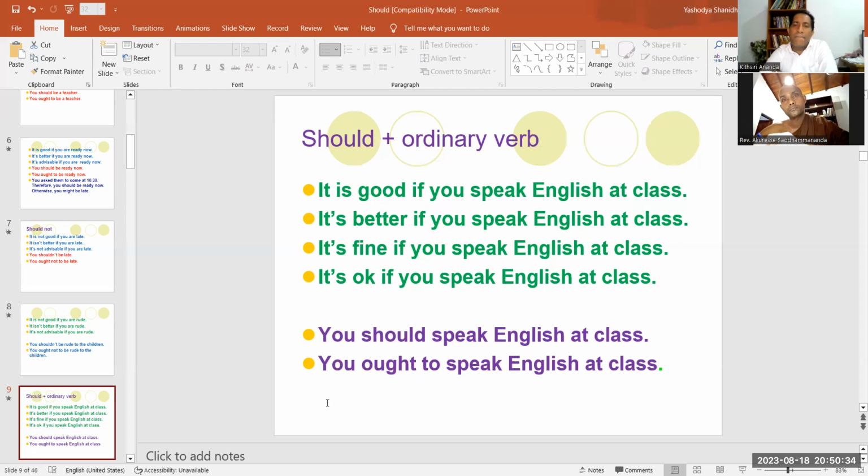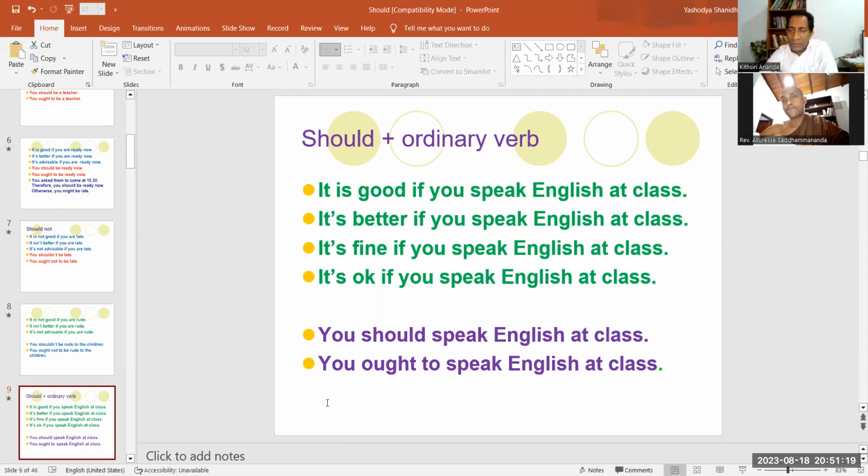Now you see that you want to improve your English. You want to improve your conversational English, spoken English, communicative language. And you attend a class. So I would say that you should speak English at class. You ought to speak English at class. Because we don't get a lot of opportunity, or a lot of places where we can use the language, therefore you should speak English even at class.